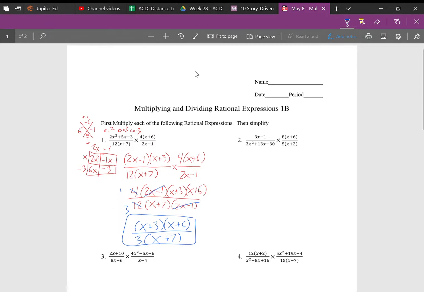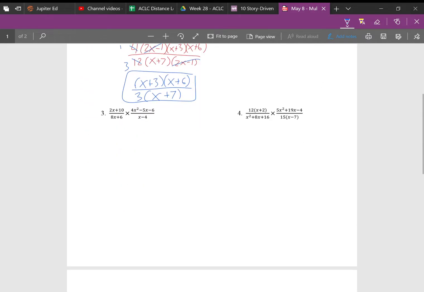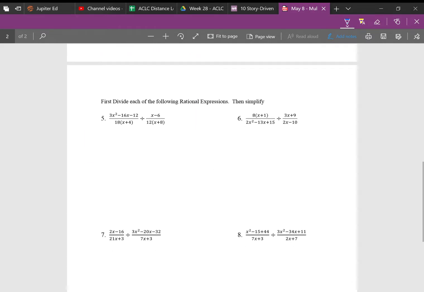Hey guys, hope you're having a good morning. We are still on multiplying and dividing rational expressions 1b. And I want to go ahead and look at problem number 5.